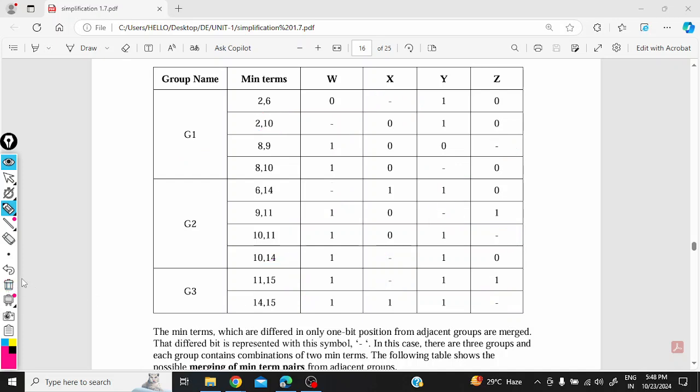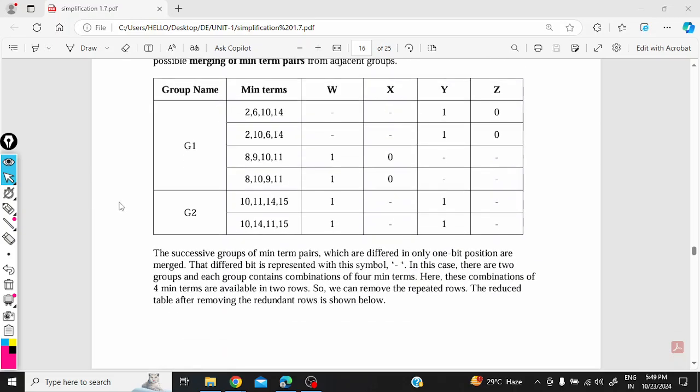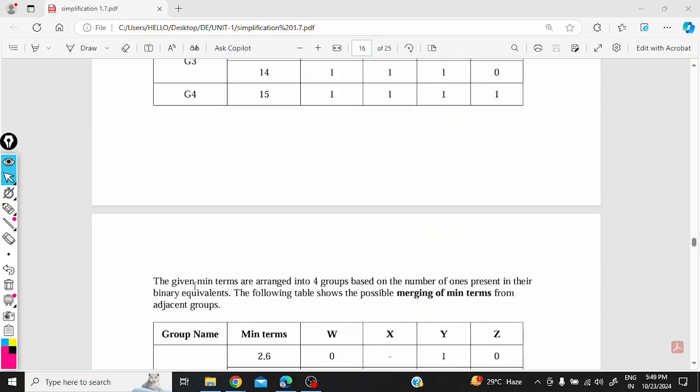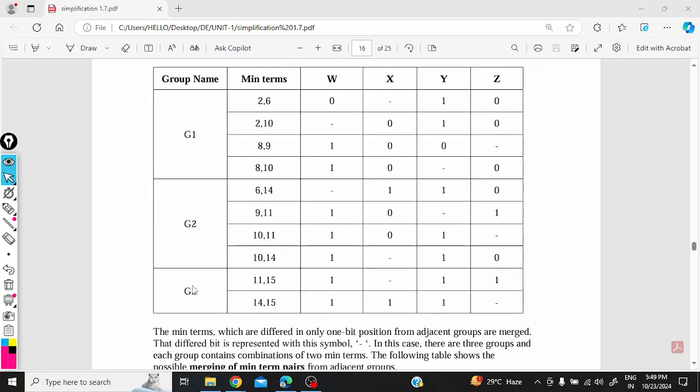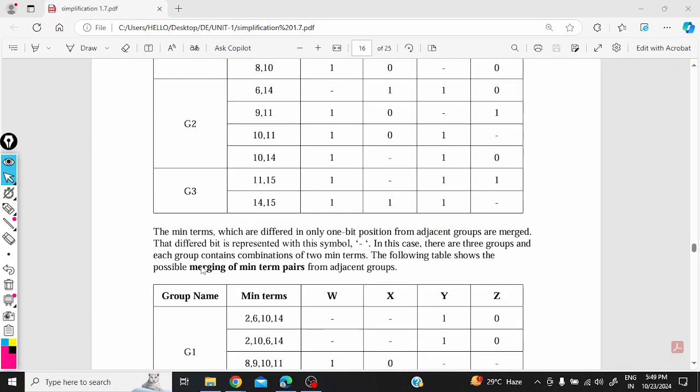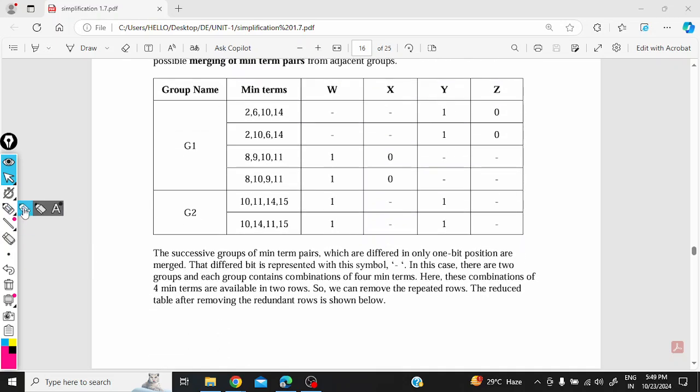Now, for the next table, I again combine the groups, and the G1 and G2 groups are compared for single bit difference. The previous four groups were minimized to three groups, and now three groups are converted to two groups. Now the comparison is between 2, 6, 10, 14. Previously there was only one dash, but now you are going to see two dashes. When I compare 2, 6, 10, 14, this dash is always there, but one extra dash has come.